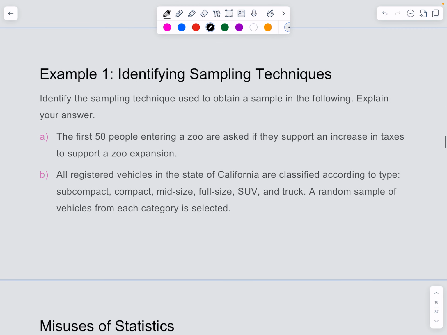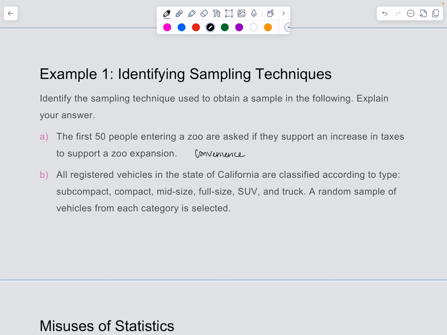The first 50 people entering a zoo are asked if they support an increase in taxes to support a zoo expansion. So they're just grabbing people walking into the zoo. That is very convenient. Well, I guess convenience sampling.